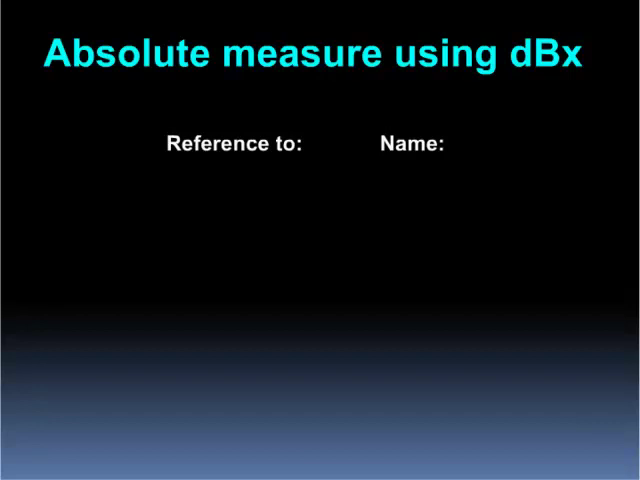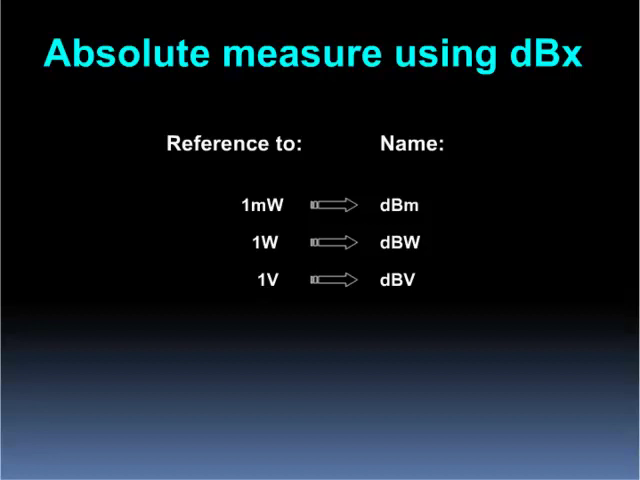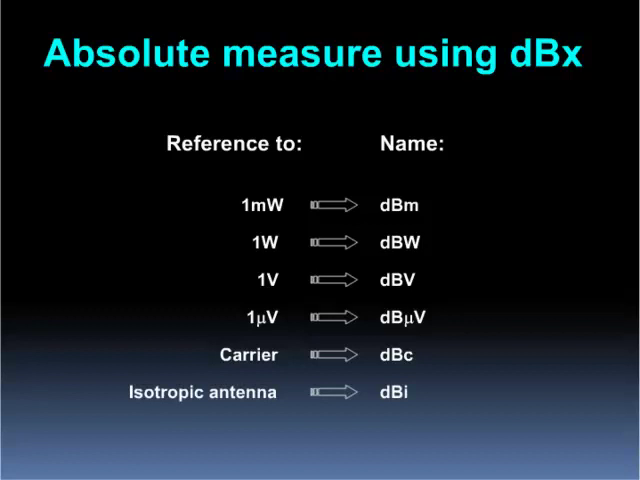The dBx concept is not only used for dBm, but it can also be used for dBW, power relative to 1 watt, dBV, electric field strength relative to 1 volt, dBµV, electric field strength relative to 1 microvolt, dBc, dB relative to carrier, and dBi, the forward gain of an antenna compared to an isotropic antenna. Having dB and a way to represent dB as an absolute power using the dBx concept, we could now solve our calculation easily.